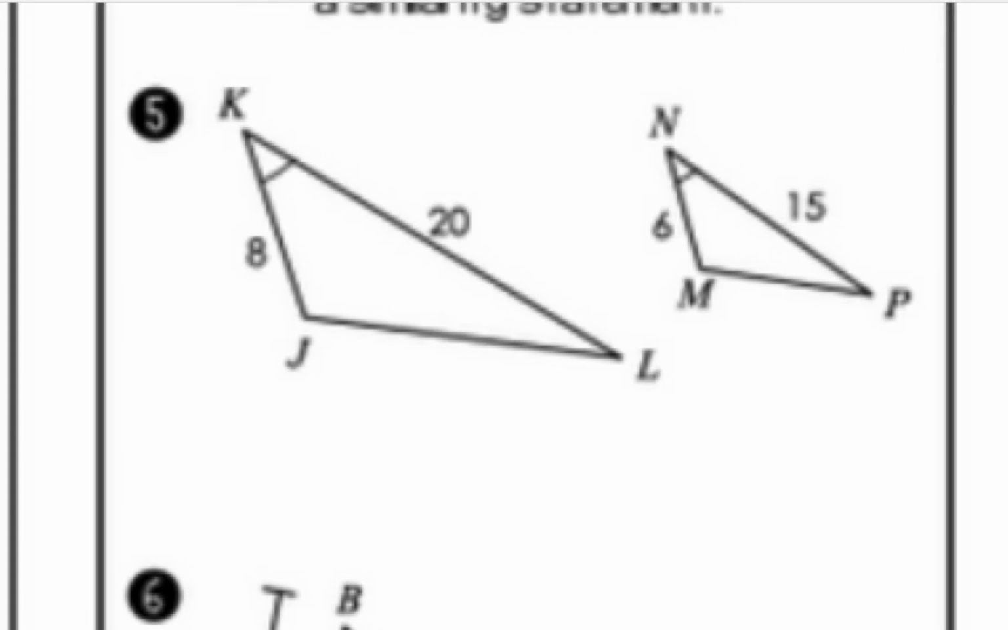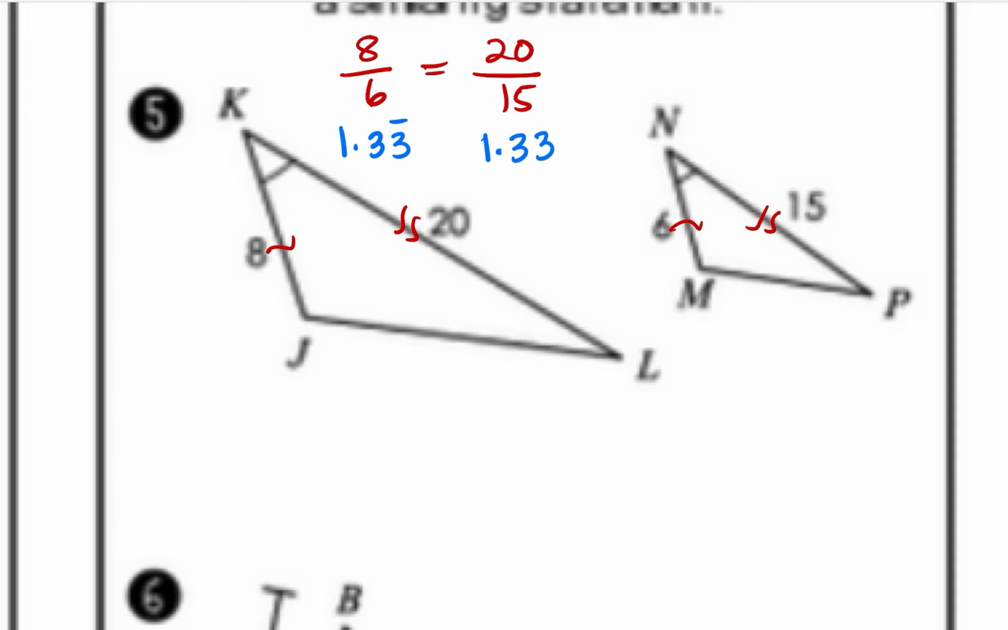So I am going to pair 8 with 6, so 8 over 6, and then 20 over 15. So let's simplify the fraction. So 8 over 6 is equal to 1.33, and that repeats, while 20 over 15 is also equal to 1.33, and it repeats. And obviously these two are equal, and because these two are equal and there is this angle right here, this is what we call included angle.